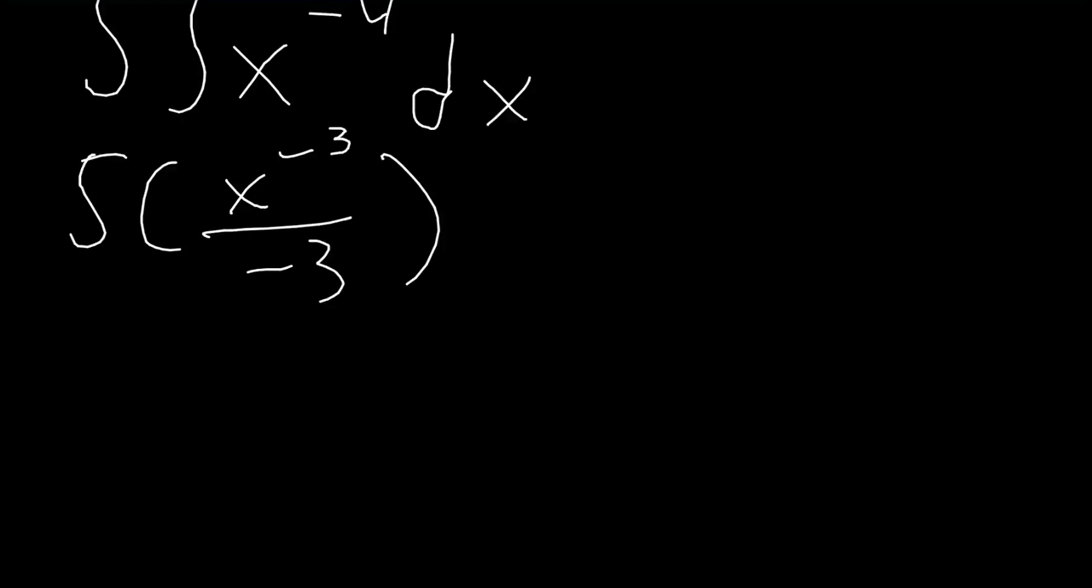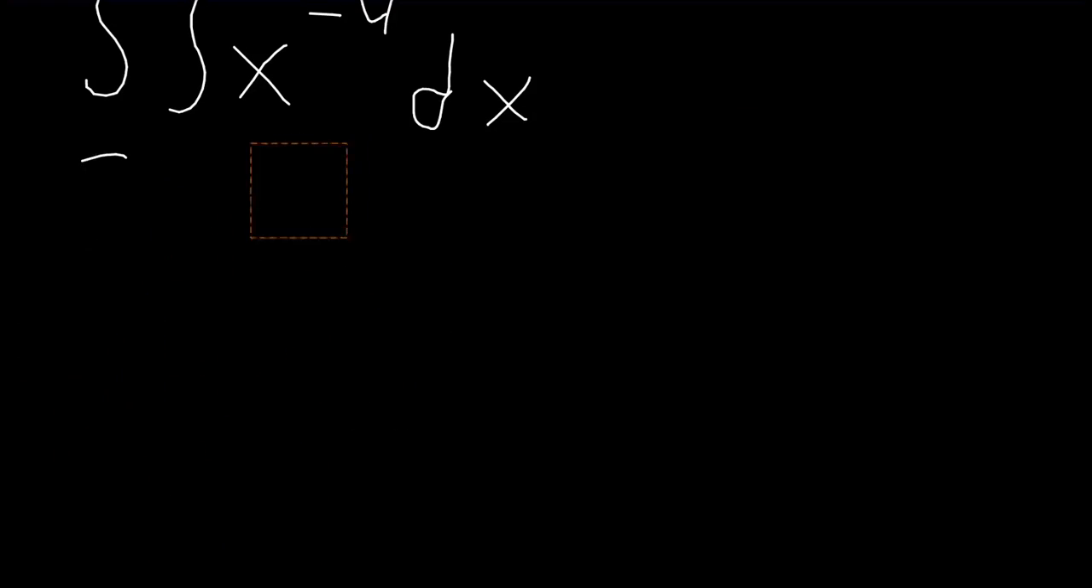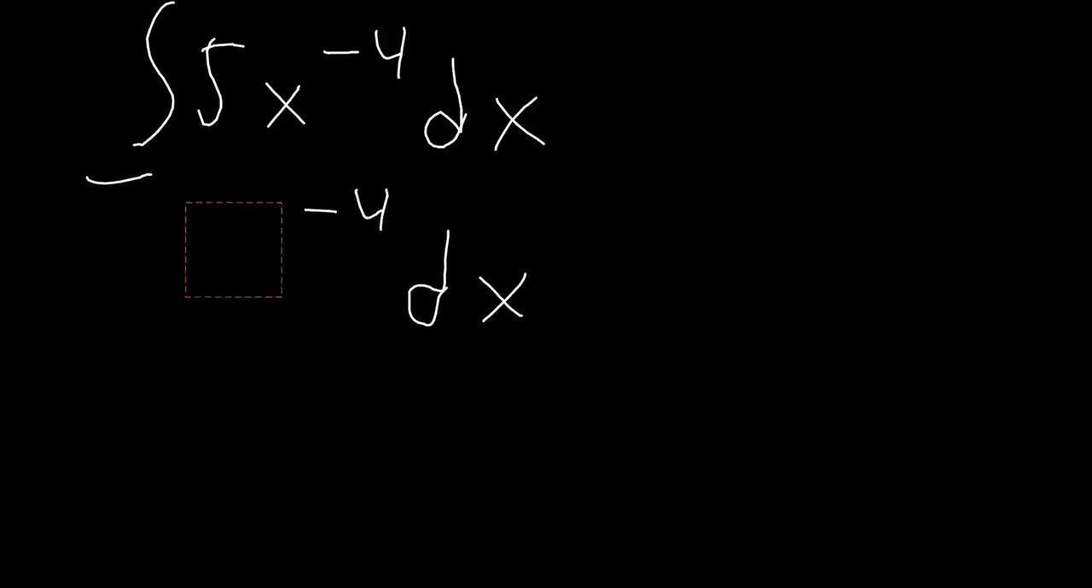So moving the x to the negative 3 down to the denominator, so we get rid of the negative exponent, and moving the negative up top and multiplying the 5 in, we're going to have negative 5 over 3x cubed. So let's write that in. Negative 5 over 3x cubed.